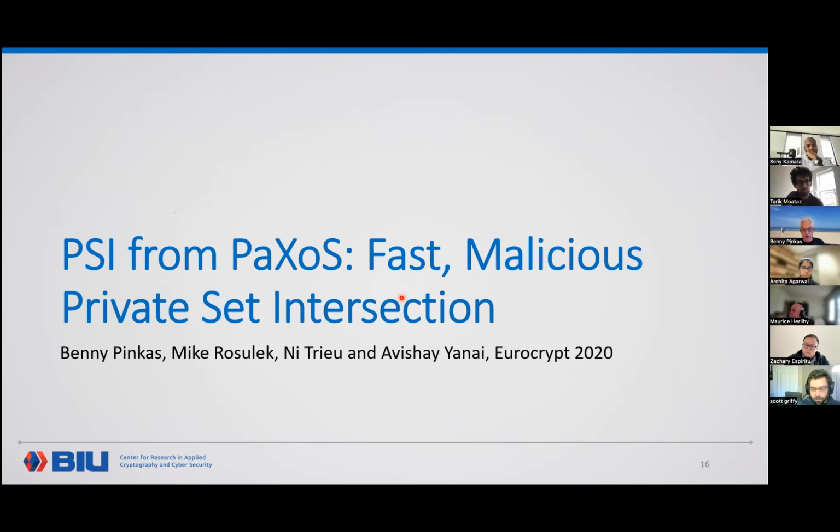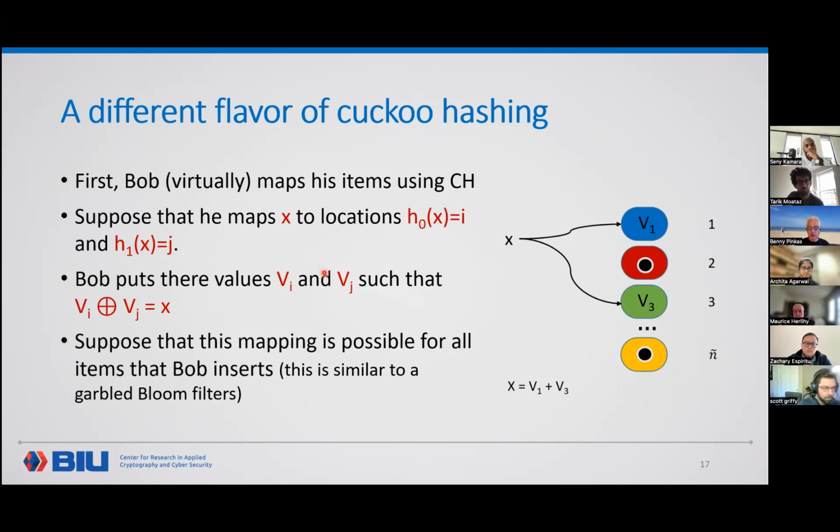So this is the first work that we did, PSI from Paxos. It's with Mike Rosulek, Ni Trieu, Avishay, and I. And this is how we use this property, how we achieved malicious security. Okay. So we used a different flavor of cuckoo hashing that we kind of invented here. So Bob first has his inputs, and he has these two functions that he and Alice agreed upon, and they're completely random. They're independent of his inputs. And he uses them to do cuckoo hashing. So each item can be mapped to two bins, okay?